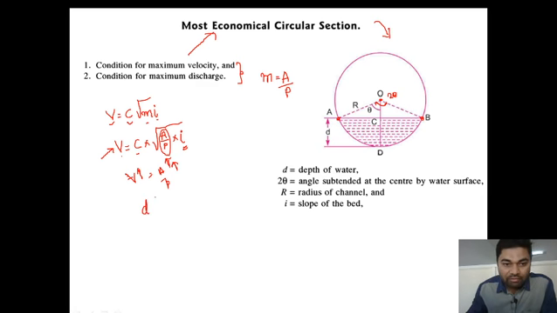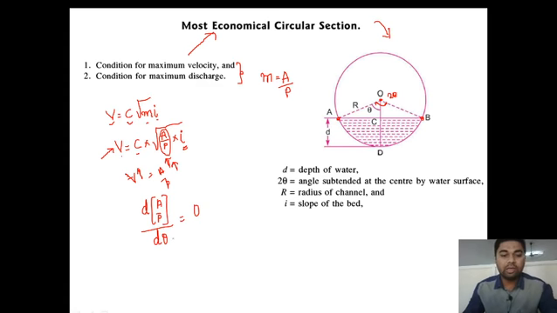So the derivative d of A by P with respect to theta should be equal to 0. On doing the derivative of A by P with respect to theta and equating to 0, we will get the maximum value of A by P. If we get the maximum value of A by P, then for constant values of C and I, the velocity is also maximum. Here in this equation, A and P both are functions of theta.